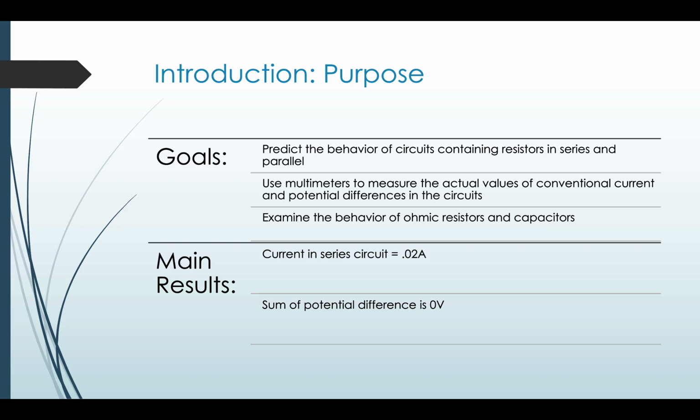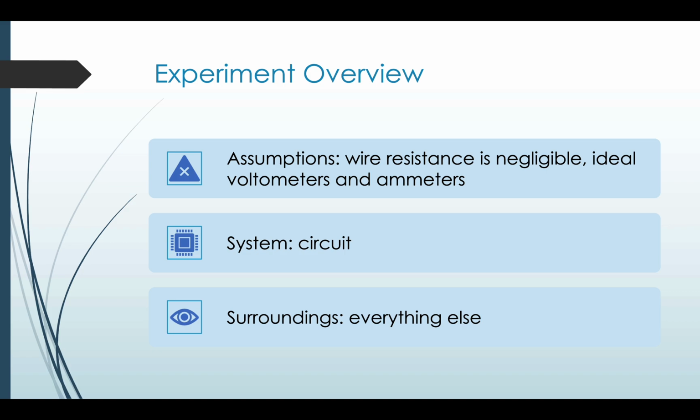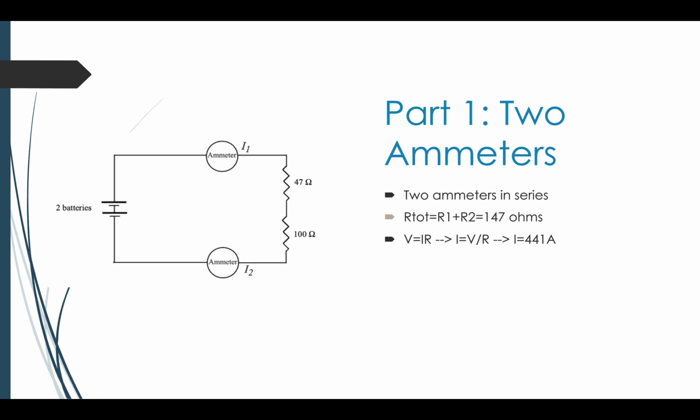And then here were the main results from our lab. So for the experiment, we assume that the wire resistance is negligible, and we have ideal voltmeters and ammeters, and the system is our circuit and our surroundings is everything else. So for part 1, we have 2 ammeters in series, and the R total is just R1 plus R2 because it's in series, and then the current is 441 amps.